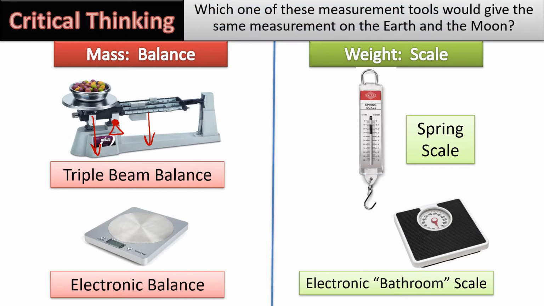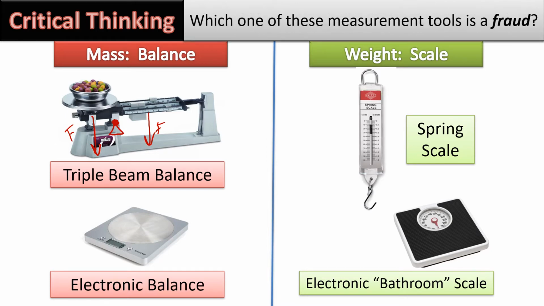So which one of these measurement tools would give you the same measurement on the Earth and the Moon? Pause the video and think about it. All right, so the one that would give you the same exact measurement regardless of the gravity is the triple beam balance. This is a true balance, because the force might be less on either side when you go to the moon, but the change in the force is the same on both sides. So it ends up still balancing out and you would get the same numbers because those are reading out the actual mass of the object.